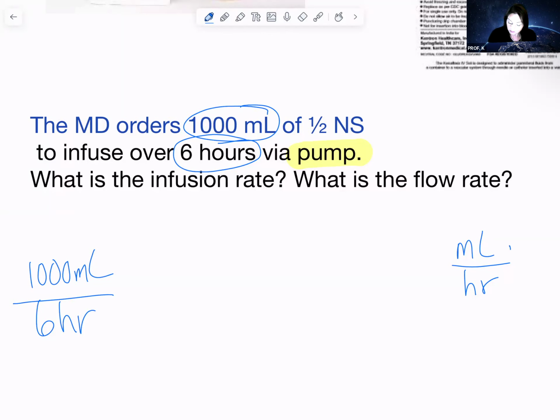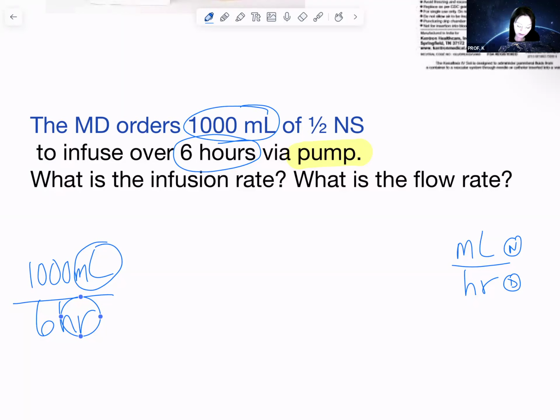Well, I need milliliters in my numerator, and I have it. I need hours in my denominator. I have it. Wait, could it be that easy? Yes, it could be. So all I need to do is divide 6 into 1,000. So how many milliliters an hour am I giving? Jancy said 167.